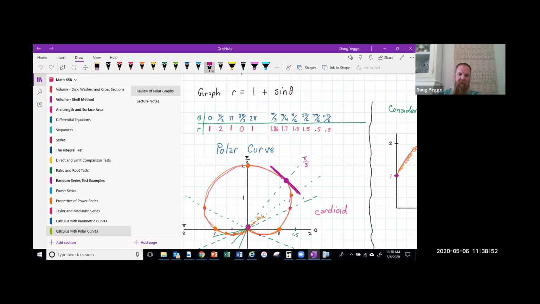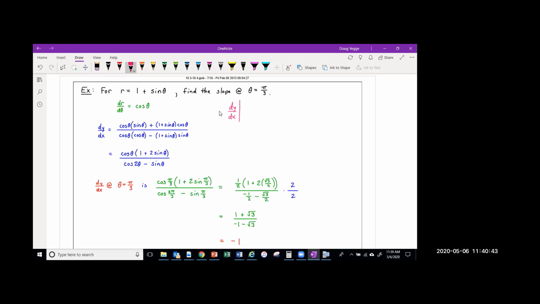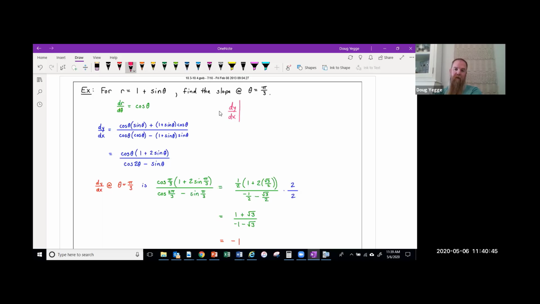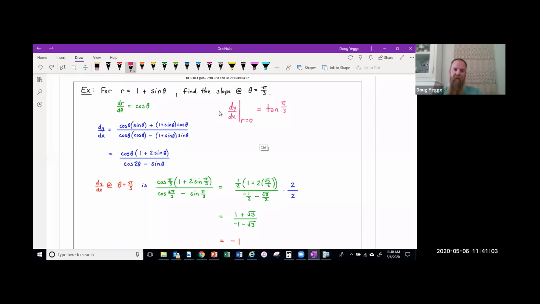I'd like you to find the slope at the pole. Okay, so go ahead and think about how to find the slope at the pole. What are some thoughts about how you could find dy dx at the pole? The tangent of pi over 3. Okay, so notice that you're saying let's just find tangent at pi over 3. Okay, because the pole is when the radius is 0, right? That's at the pole. So why did you pick pi over 3?